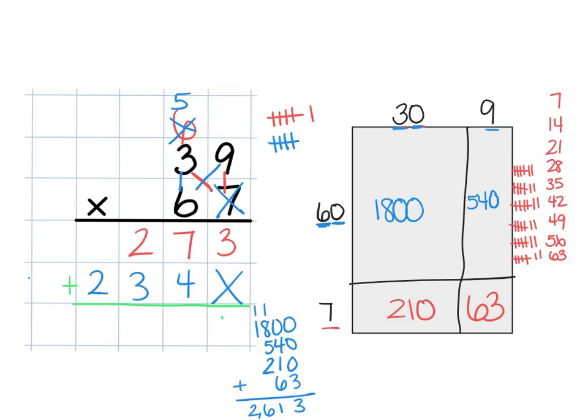3 plus nothing, 3. 7 plus 4, 11. 1 plus 2 plus 3 is 6, and 2. That's the same number that I got here, so mine is correct. I hope this video was helpful and that now you feel very confident about doing area model.